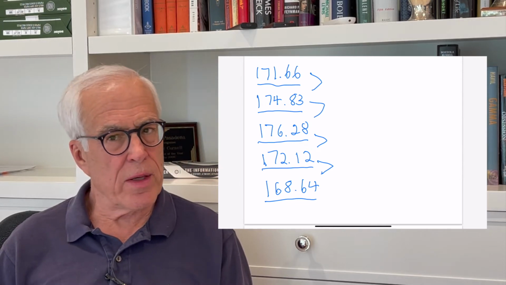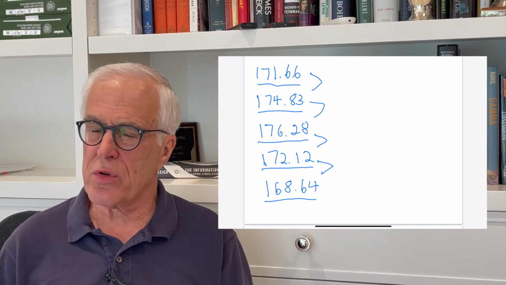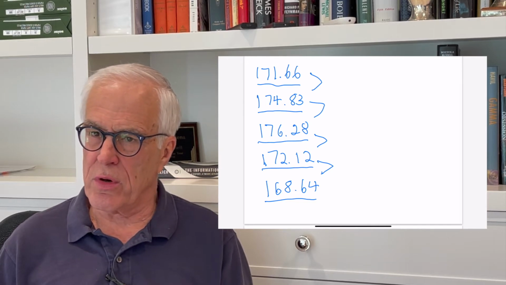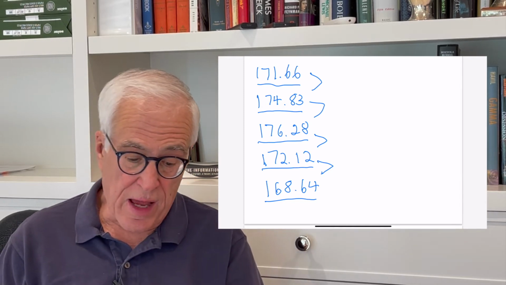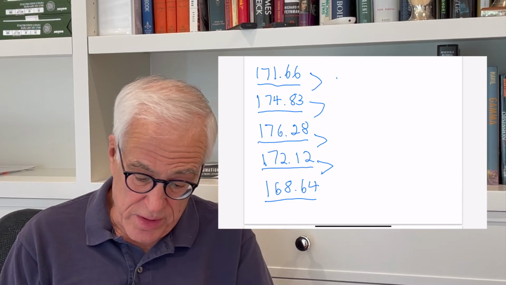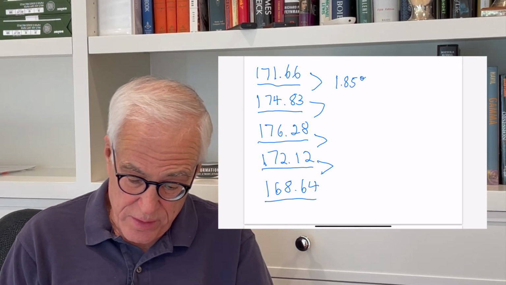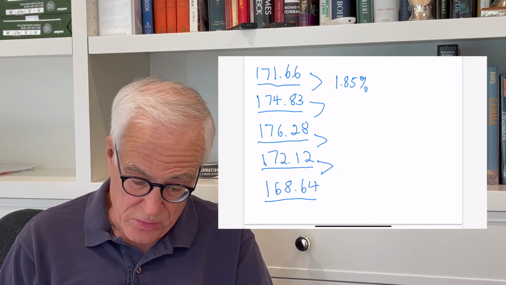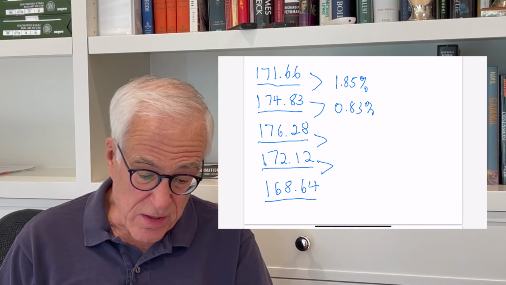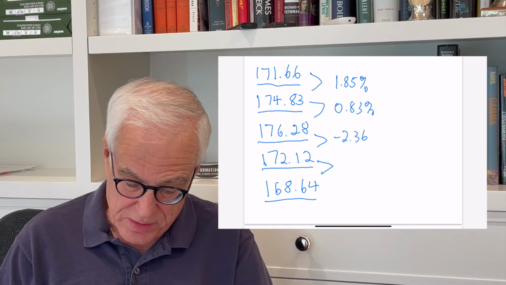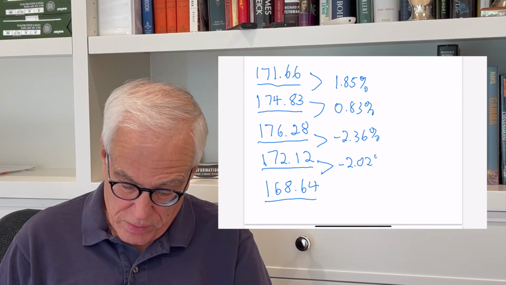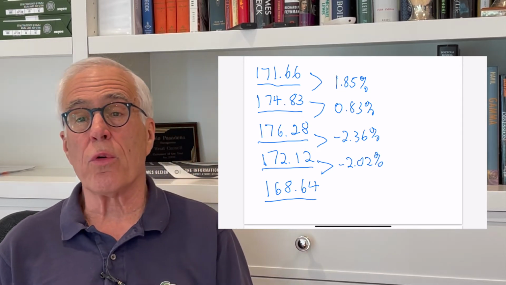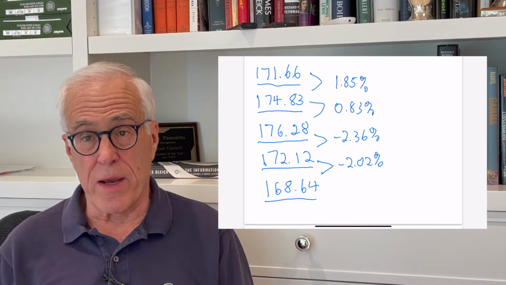But volatility is not related to prices. It's related to the return on the stock. And the return is the percentage change in the price. So if we take these prices, I can calculate the returns. And the return from Monday to Tuesday was 1.85%. From Tuesday to Wednesday, it was 0.83%. From Wednesday to Thursday, it was minus 2.36%. And from Thursday to Friday, it was minus 2.02%.